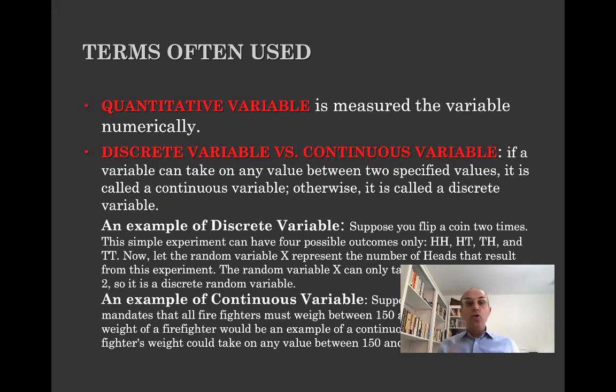Usually, another two terms that we often use are quantitative variable, which is measured numerically, and discrete variable versus continuous. If a variable can take on any value between two specific values, it's called continuous. Otherwise, it's called discrete. Example, suppose you flip a coin 2 times. The simple experiment has 4 possible outcomes. Now, let random variable x represent the number of heads that result in this experiment. In this case, it is discrete because that's how the process applies.